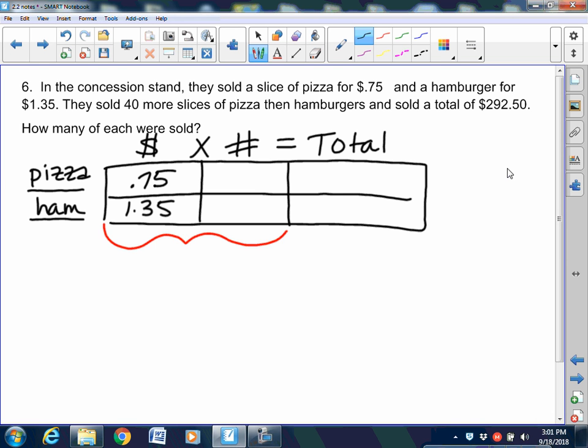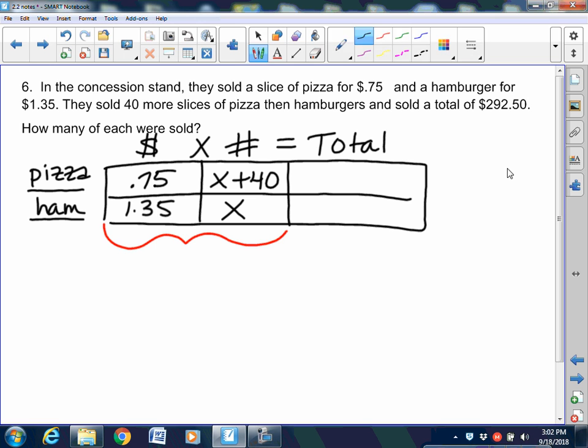And now comes the iffy part. They sold 40 more slices of pizza than hamburgers. Where is this X going to be located? Under the pizza or under the hamburger? Does it really matter? It really doesn't matter, but I'm going to put it in the hamburger. And if you sold 40 more pizzas than hamburger, you're going to put X plus 40 up there, right? Was that easy to set it up?